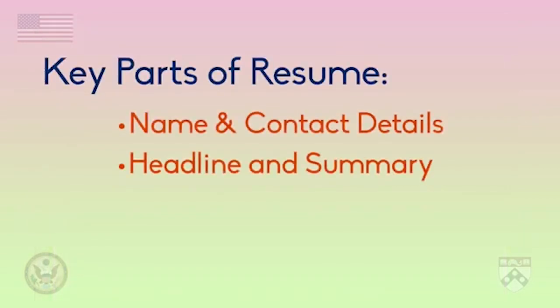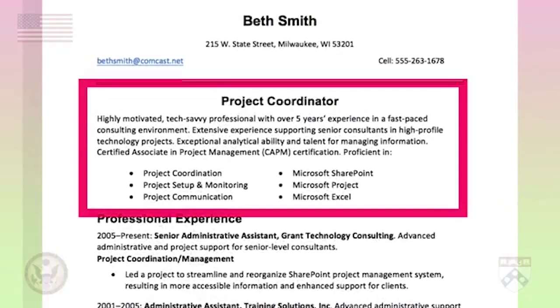The next part of your resume is the headline and summary. This section is where you should write the job you are looking for and then include a summary of the skills you have. So, if we look at the sample resume again, you will see that this person includes the job title Project Coordinator and then gives a short summary of her work experience and key skills.